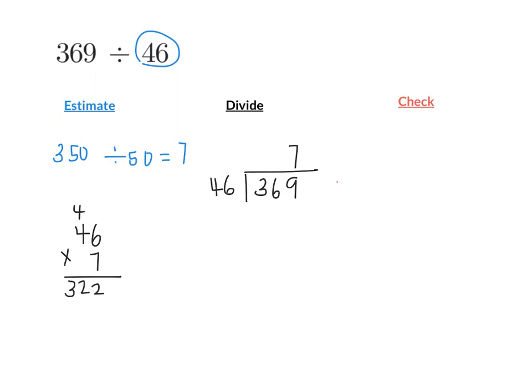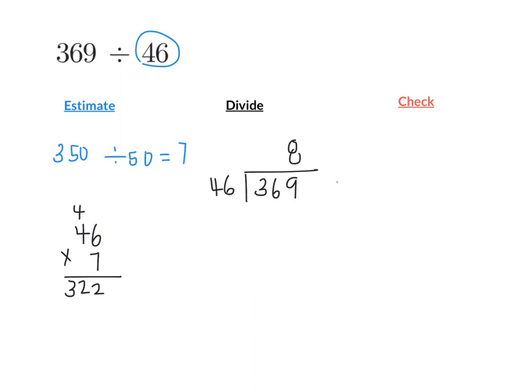So 322. Let's go ahead and subtract. Sister subtracts. I get a remainder of 47. Now, 47 is larger than 46, which means I could have actually put one more into each group. So rather than just putting 7 in each group, what I could have done is put 8 into each group. So Dad's going to redivide.